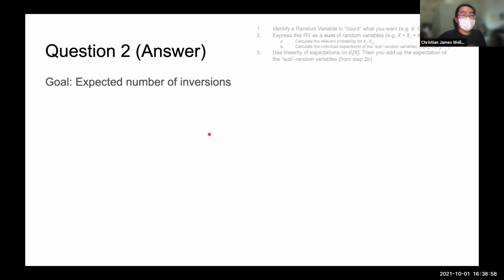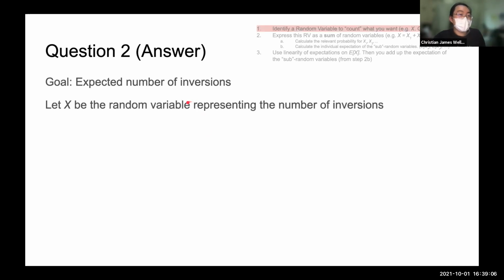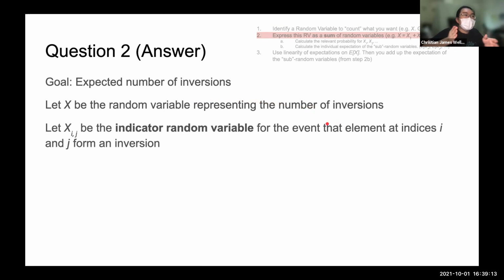Recall, our goal is to find the expected number of inversions in the array, right? So let us define the random variable X to be the RV representing the number of inversions. The sub-indicator random variable is that the elements at index i and j form an inversion. Visually, look at this index, maybe this i and j. Do the elements here form an inversion?